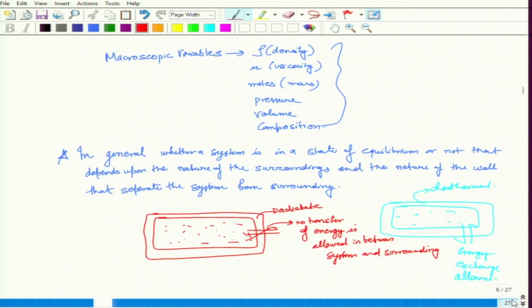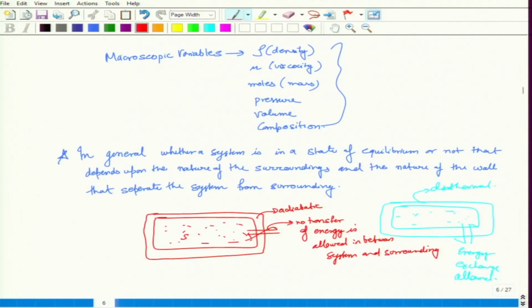We have also discussed the nature of the wall, because the nature of the wall is important to describe the equilibrium. If a system has an adiabatic wall, then it is already in equilibrium, because it is not exchanging with the surrounding. If this is the system and this is the surrounding, then when there is no exchange between the system and surrounding, the wall is called adiabatic, and so this system is already in equilibrium.